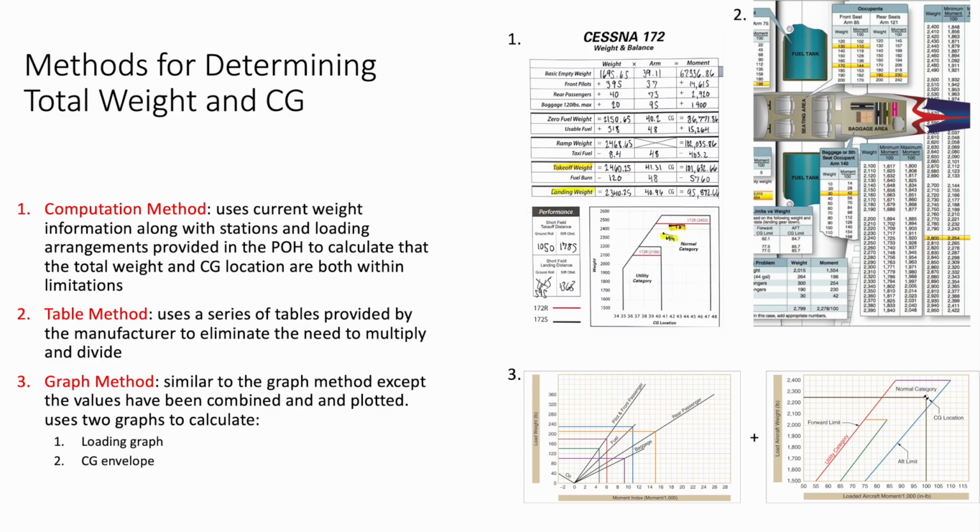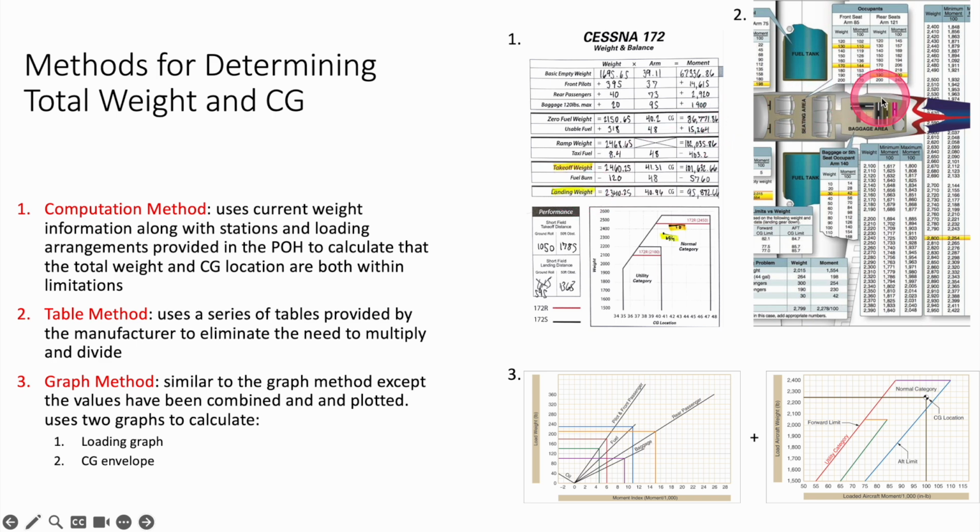There's a few different methods for calculating your total weight and center of gravity. The first one, computation method, is most likely what you're going to use for flight training. That involves adding up weights at different stations, along with the basic empty weight for your aircraft, multiplying that by the arm or station, and then that'll give you your total moment. You do a few calculations, you'll end up with total takeoff weight, total landing weight, and the center of gravity for each of those. So this one's probably going to be the most common for you.